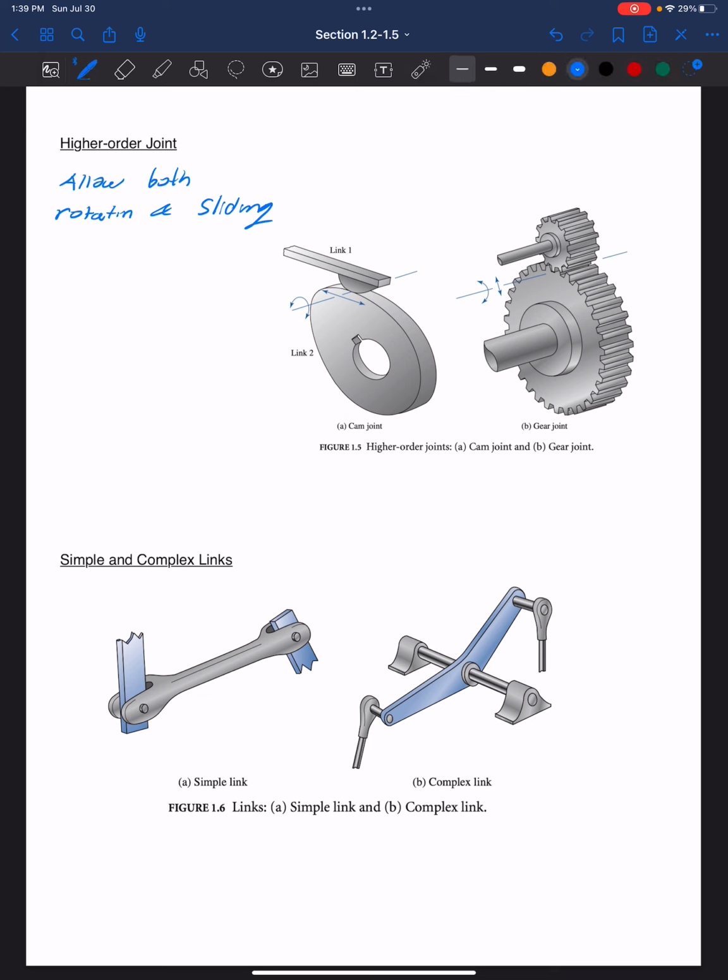So now let's take a look at some of these links. A simple link, shown on the left side here, only has two joints. So a simple link is two joints. And we can see that this complex link here on the right has three joints in it, right? We have 1, 2, 3 joints.